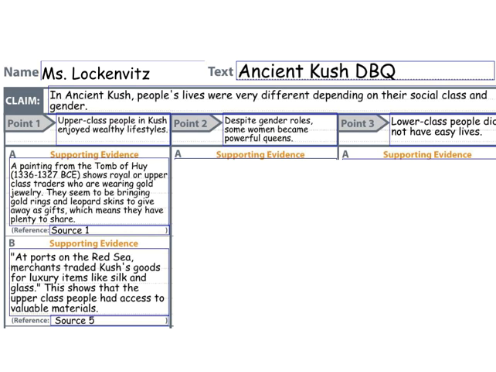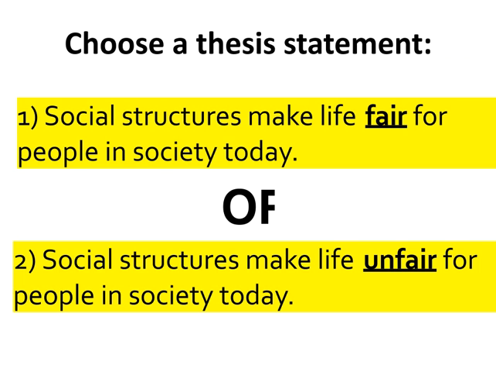So for tomorrow's performance task, you are going to do something very similar to this ancient Kush DBQ, but you are going to apply it to your lives today. You will choose a thesis statement or claim. Your choices will be 1. Social structures make life fair for people in society today. Or, social structures make life unfair for people in society today.